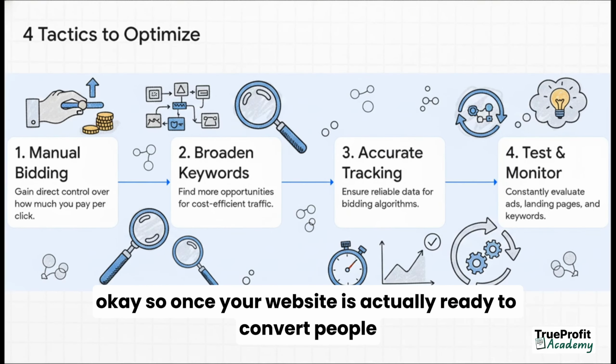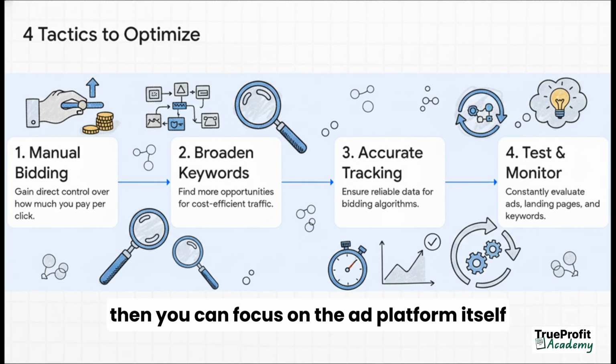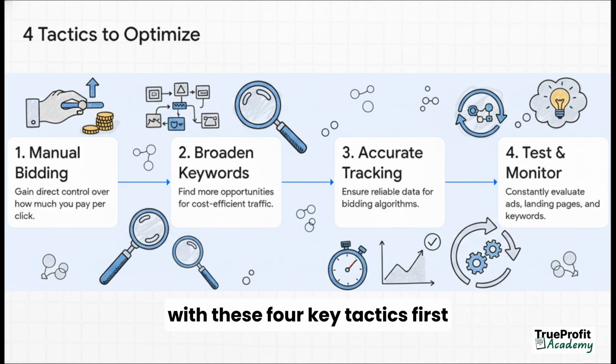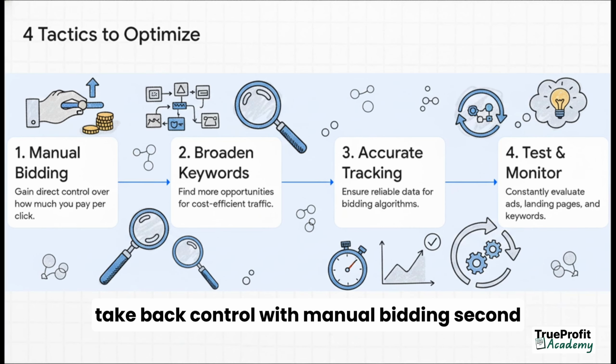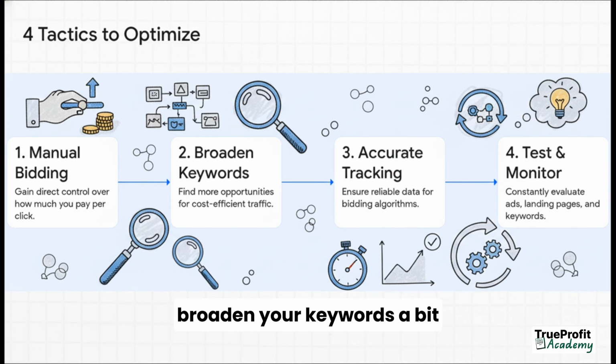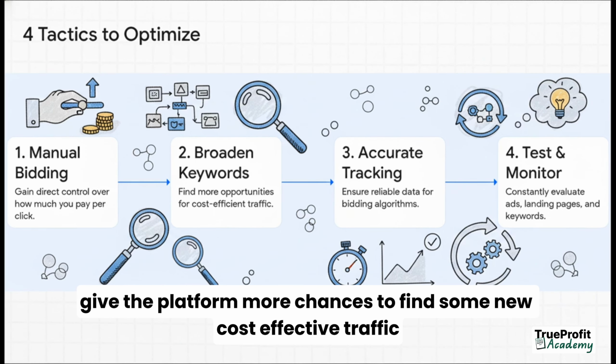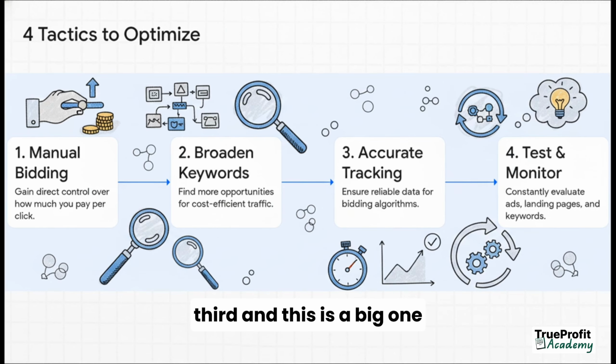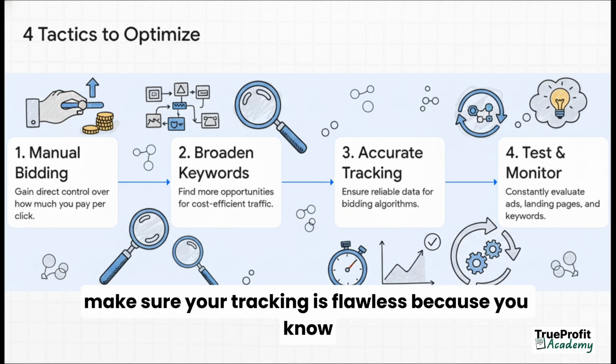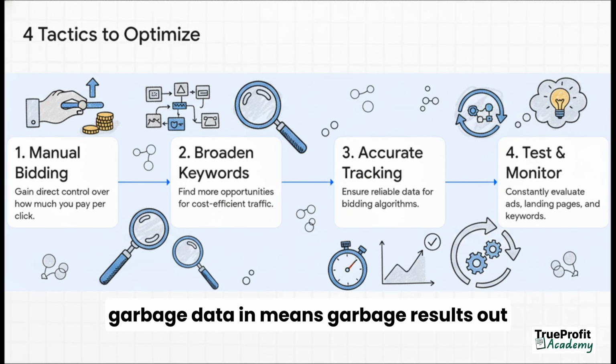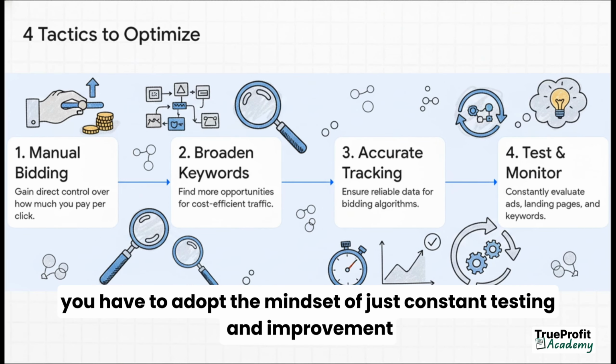Look, your ad's job is to get the click. That's it. But it's your landing page, your website, your messaging, that's what gets the conversion. Optimizing your website experience is often the single most powerful thing you can do to make your ad spend more efficient. Okay, so once your website is actually ready to convert people, then you can focus on the ad platform itself with these four key tactics. First, take back control with manual bidding. Second, broaden your keywords a bit. Give the platform more chances to find some new, cost-effective traffic. Third, and this is a big one, make sure your tracking is flawless, because garbage data in means garbage results out. And finally, you have to adopt the mindset of constant testing and improvement.